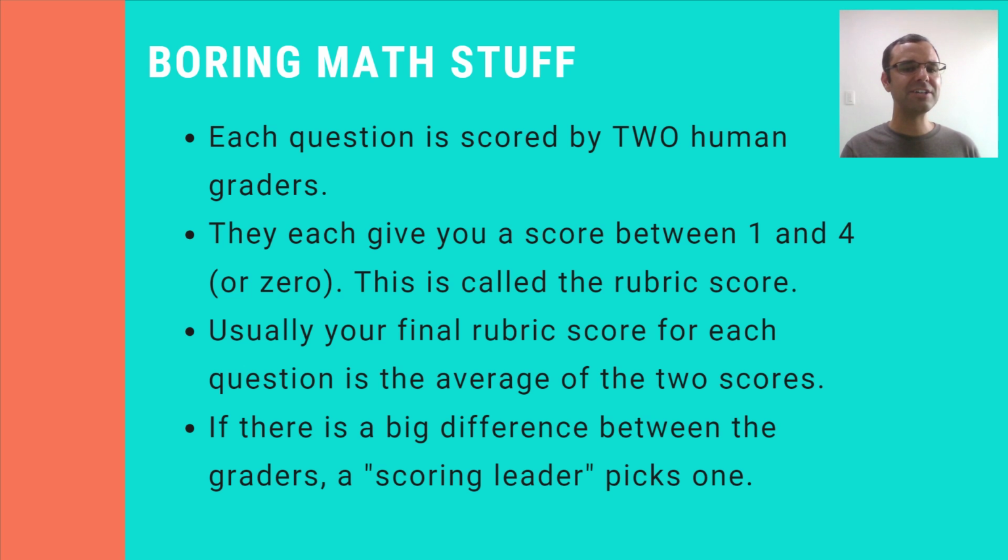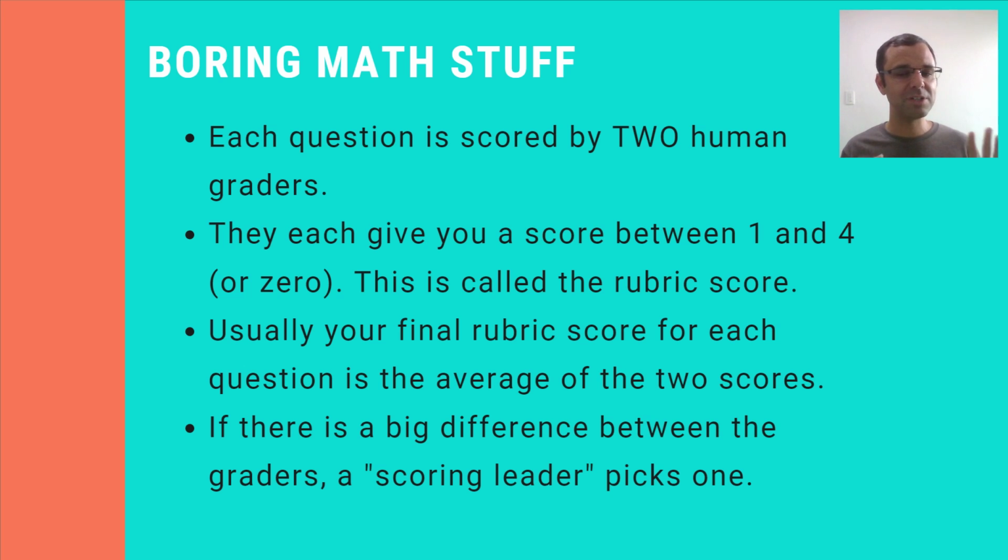Usually, your final rubric score for each question is the average of the 2 scores you're given. However, if there is a big difference between the graders, like I think if the difference is more than 2, then the scoring leader, who is a supervisor, comes in and picks one. Because if there's a big difference, it means that one of the graders kind of messed up. And so the supervisor has to come in and clean up the mess.